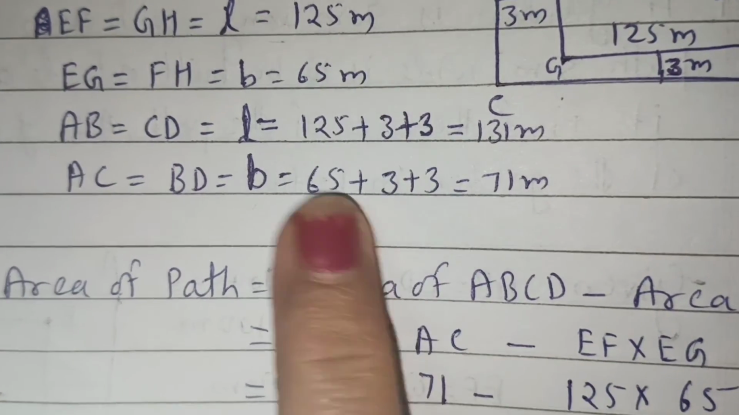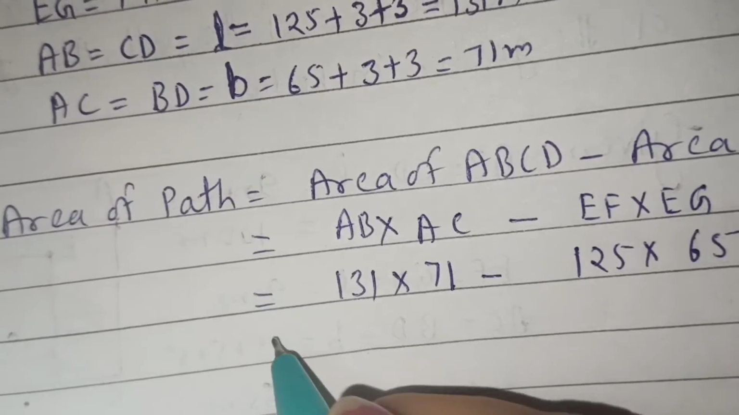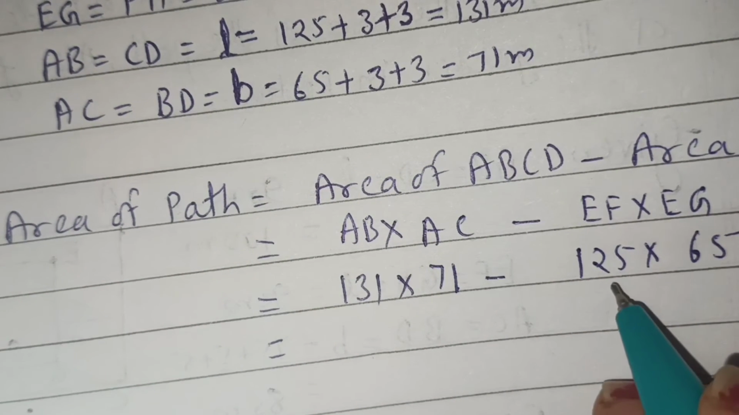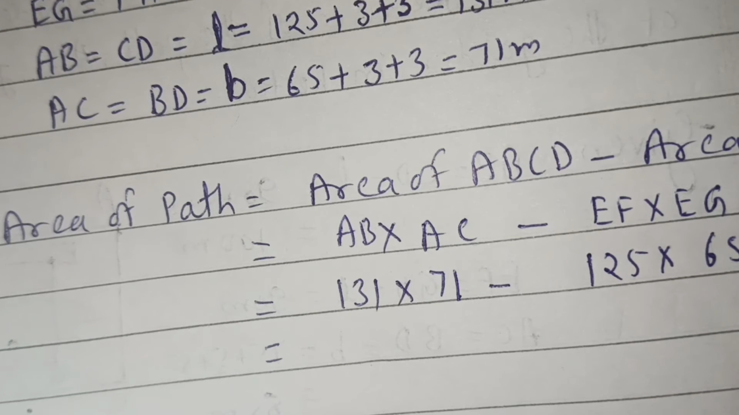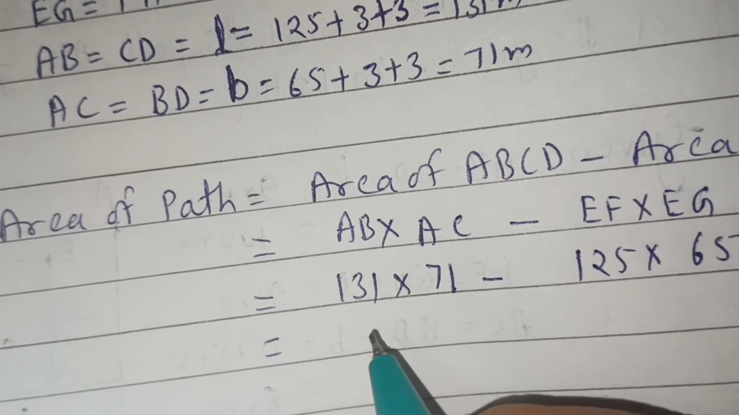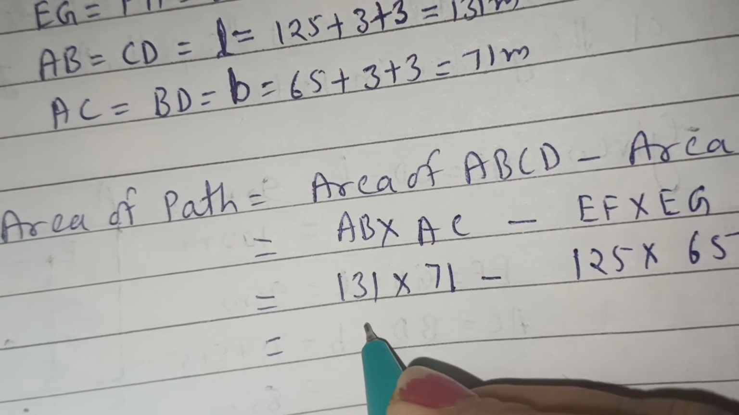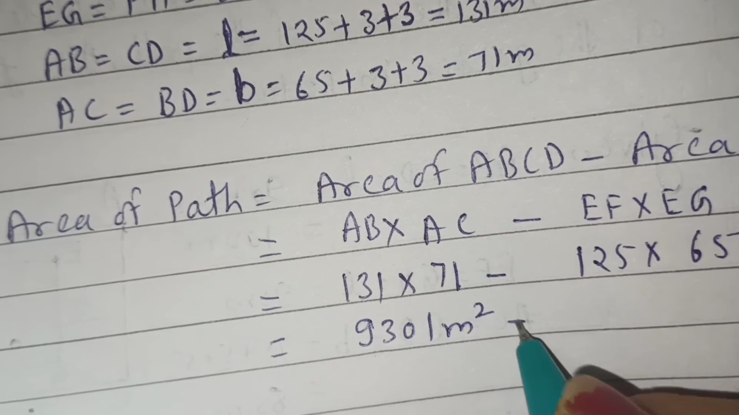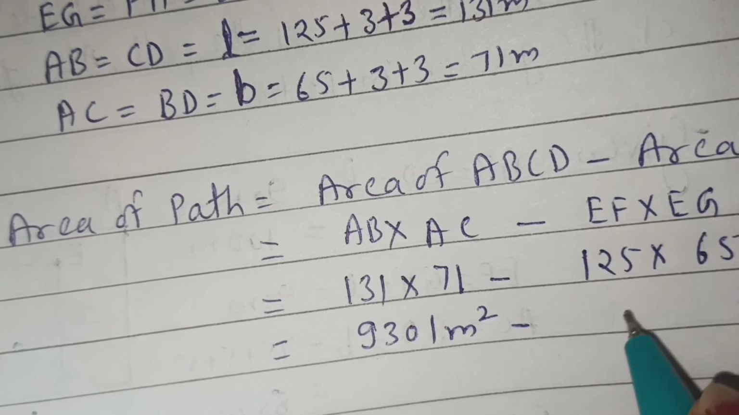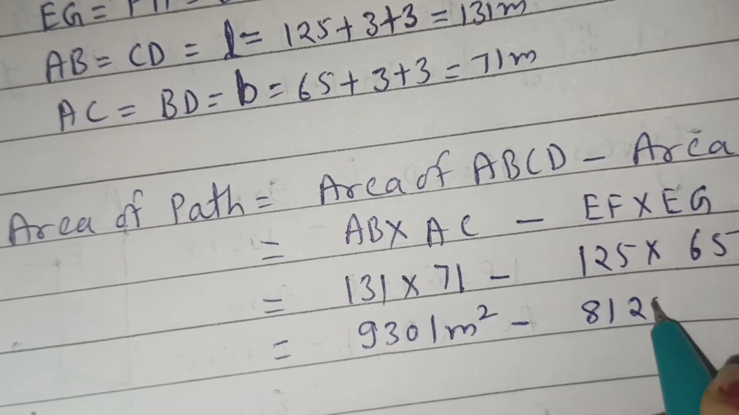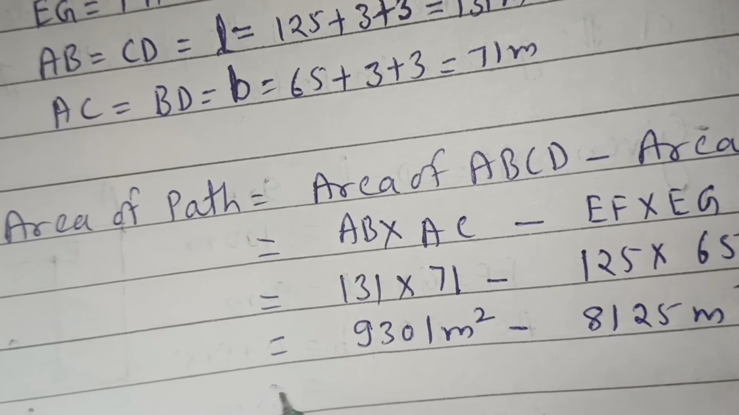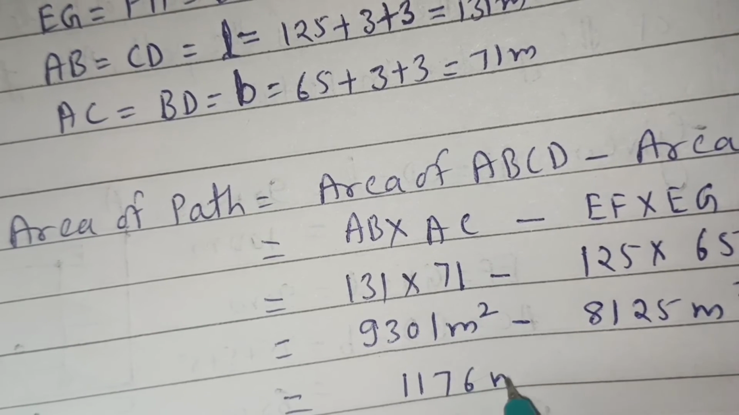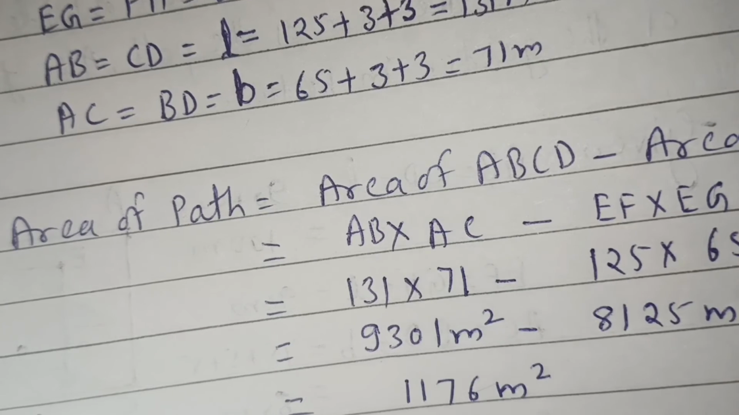Okay, when we calculate it, we do the calculation 131 into 71 and 125 into 65. So when we calculate 131 into 71, it will be 9301 meter square. And when we multiply this, it is 8125 meter square. And when we subtract it, we got 1176 meter square. So this is the area of path.